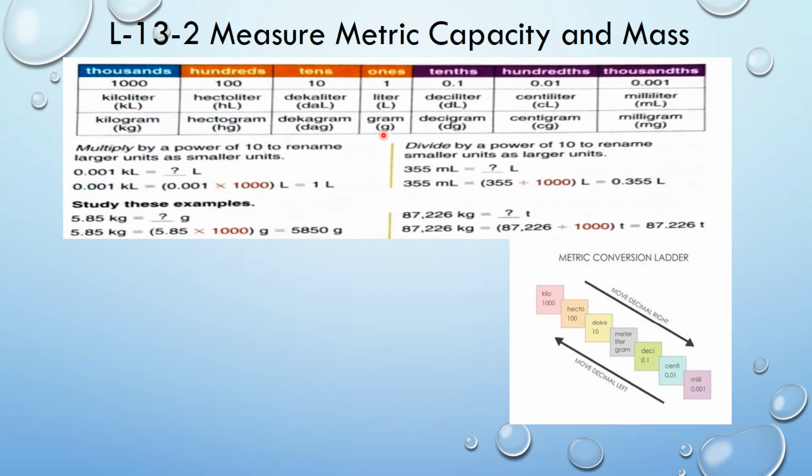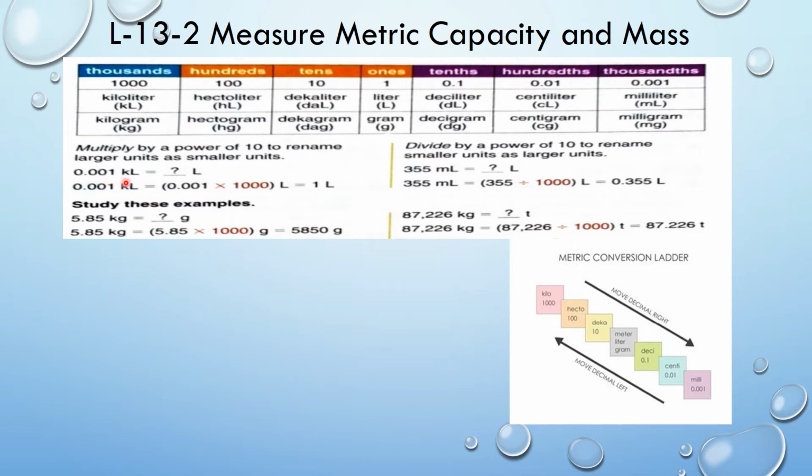And what about the length? Length is meter. Then you can see in this metric conversion ladder, meter, liter, and gram. These are the standard unit, SI unit. Then how to convert from kilogram to gram and gram to milligram? You just see in this example, kiloliter to liter.